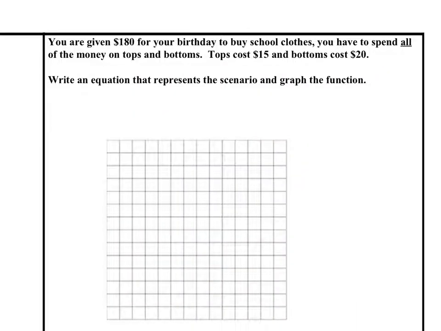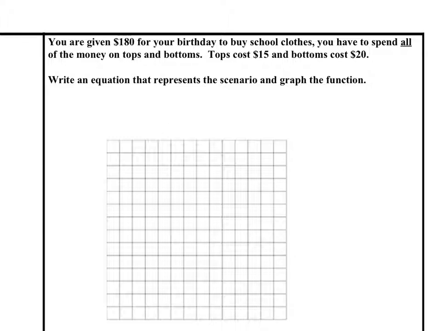You're given $180 for your birthday to buy school clothes. That's kind of a lame gift, so I don't know who gave that to you, but here we go. School clothes. You have to spend all of the money on tops and bottoms, so shirts and pants. Tops cost $15 and bottoms cost $20.